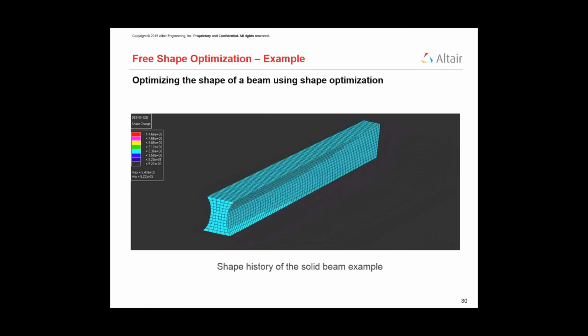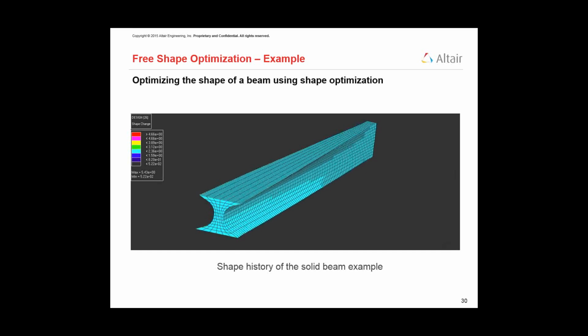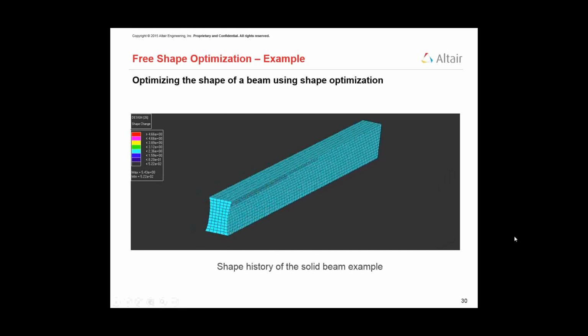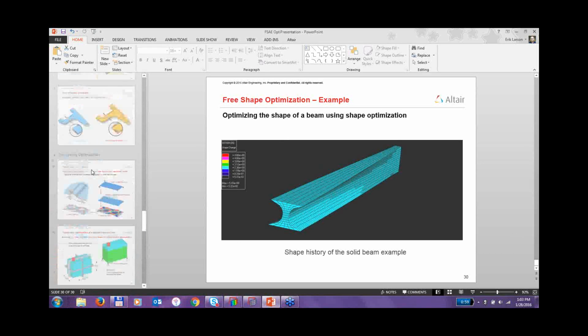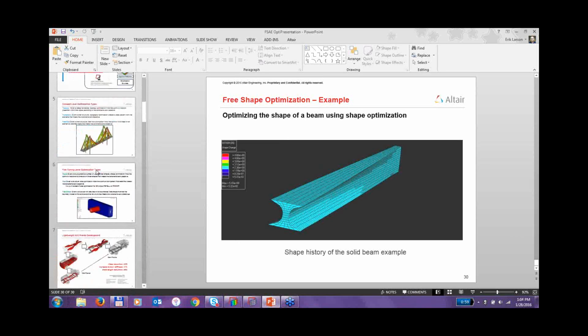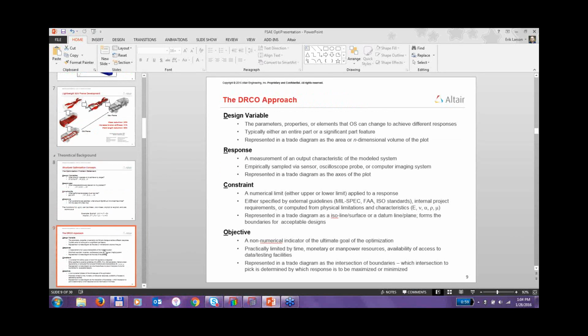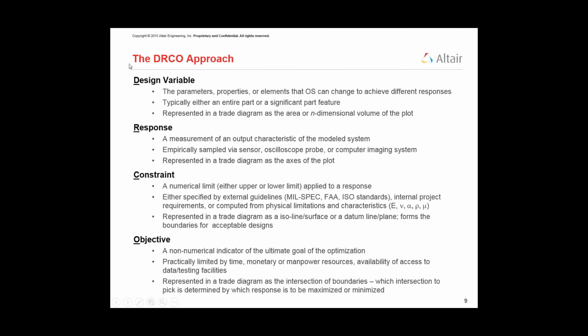So I guess let me summarize here by indicating that setting up an optimization in HyperMesh to run an OptiStruct is very easy. We just establish these things right here, the DRCO. We determine our design variable. What can we change? Can we change whether an element is there or not? Can we change the thickness of an element? Can we change the location of a node? That, once you determine your design variable, will determine which type of optimization you're going to run.